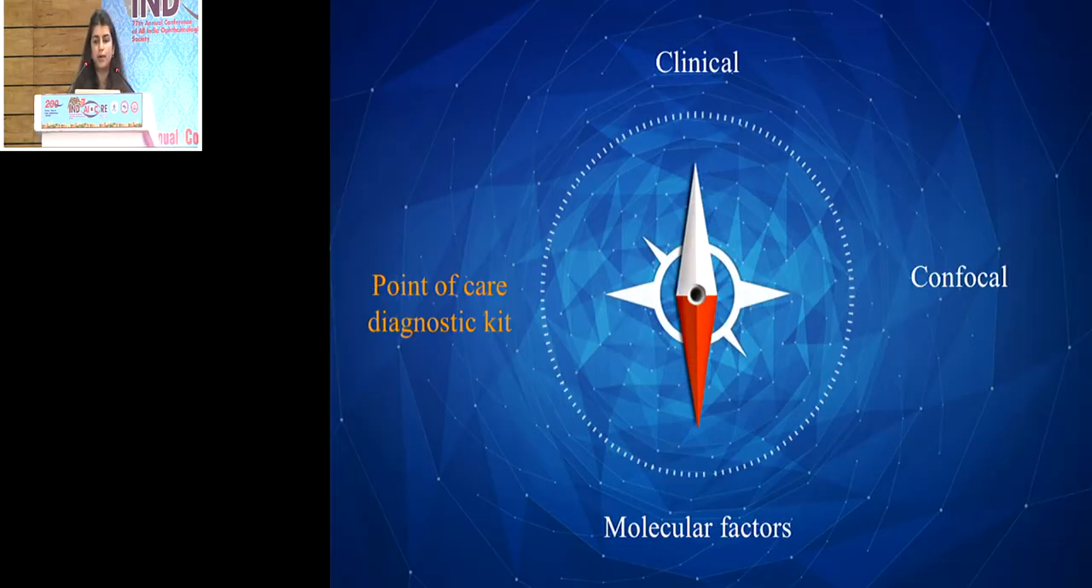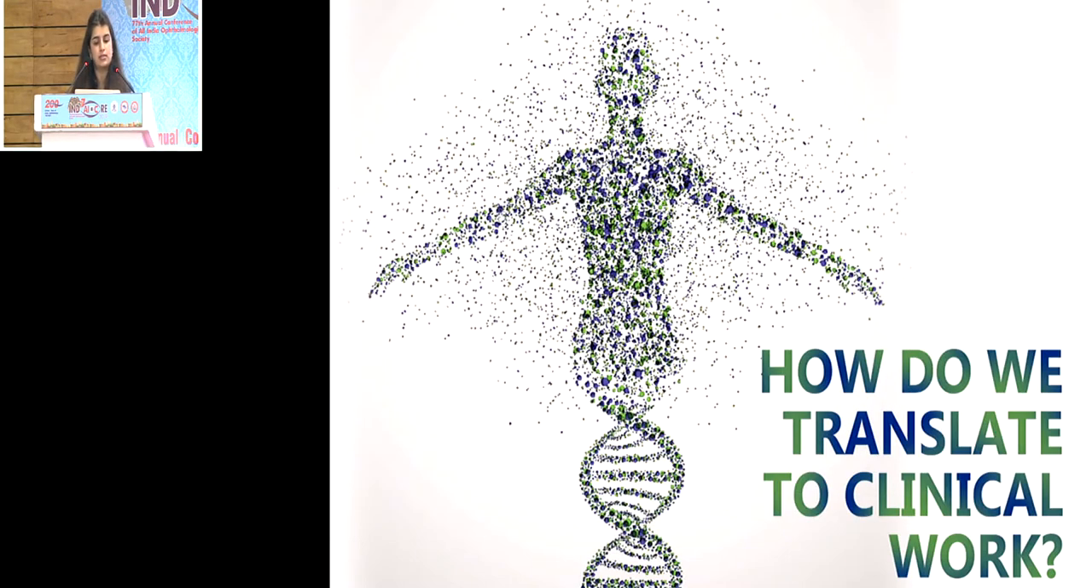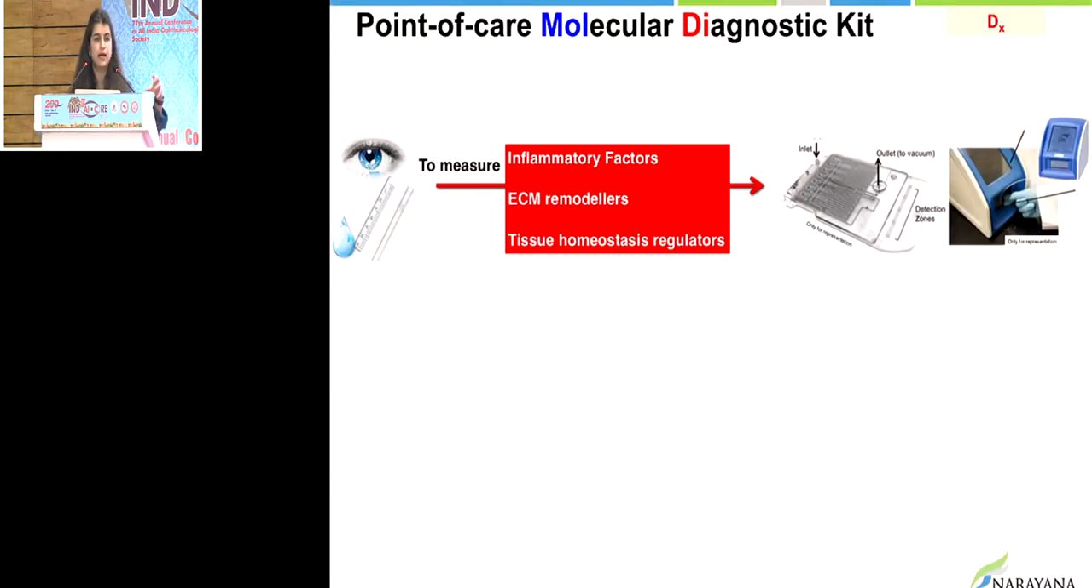So what are we essentially looking at? Just to combine the whole talk, we are trying to put all of this knowledge from the molecular aspect of it. We're trying to clinically translate it essentially by putting a point of care diagnostic kit. So some of us who have been attending a few of the dry eye meets or the keratoconus talks, by Nara Nitrale group, there is a small kit that everybody must be showing. It's a very small handy kit.